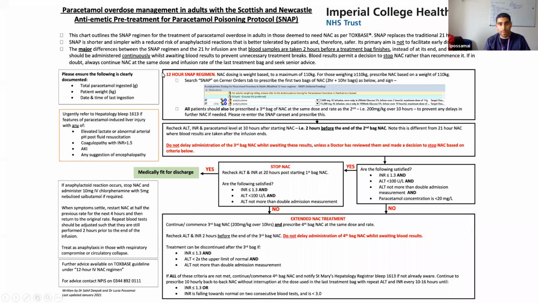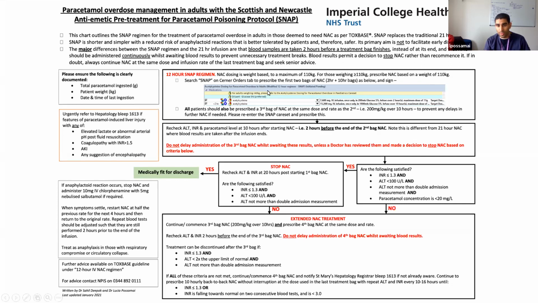So for a patient who presents with overdose, you simply start at the top box. Most commonly, you'll be seeing these patients in ED first, who commence them on the NAC via SNAP using the care set on the orders tab of Cerner. And when the patient comes into acute medicine, the clerking doctor should go back into that care set and ensure that a third bag of NAC is prescribed, just in case ongoing infusion is needed.